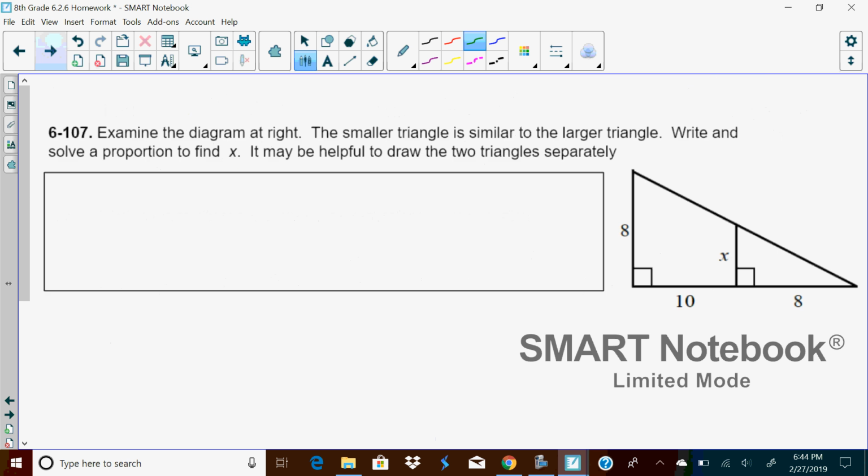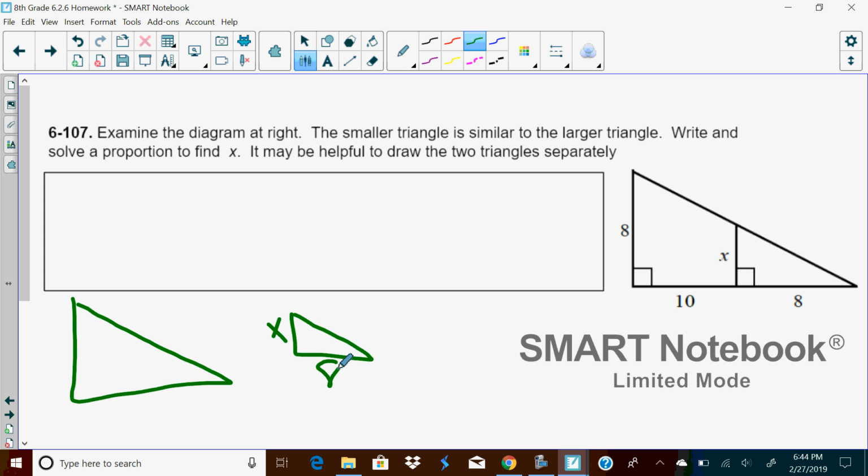#107. Examine the diagram at right. The smaller triangle is similar to the larger triangle. Write and solve a proportion to find x. It may be really helpful to draw the two triangles separately. Whenever there are two triangles together, I draw a big triangle and a little triangle. So x and 8 is the little triangle. 18, because these two together, and 8 are the big triangle.